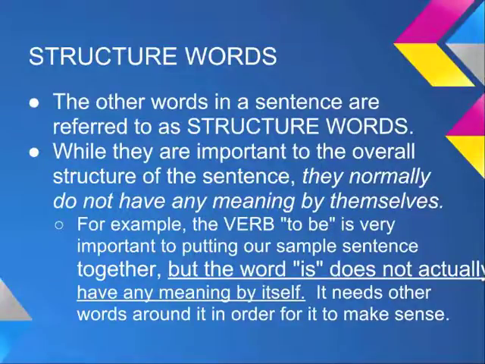Structure words. The other words in a sentence are referred to as structure words. While they are important to the overall structure of the sentence, they normally do not have any meaning by themselves. For example, the verb to be is very important to putting our sample sentence together, but the word is does not actually have any meaning by itself. It needs other words around it in order for it to make sense.